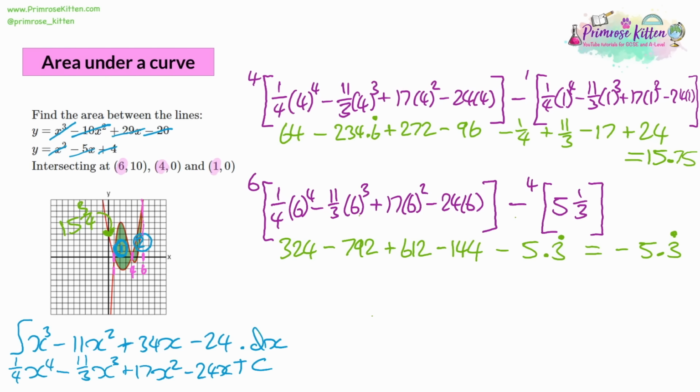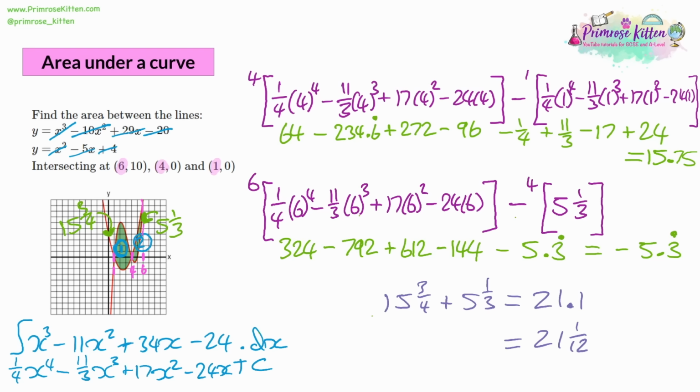So for areas, we only take the positive, so it's 5 1/3. That's the second area. So now, if we want the total area, we just need to add those together. So 15 3/4 plus 5 1/3. That's going to give us, you can write it as a decimal, 21.1 to one decimal place. Or if you want an accurate answer, you could write it as a fraction. It's 21 1/12 for an accurate unrounded answer.